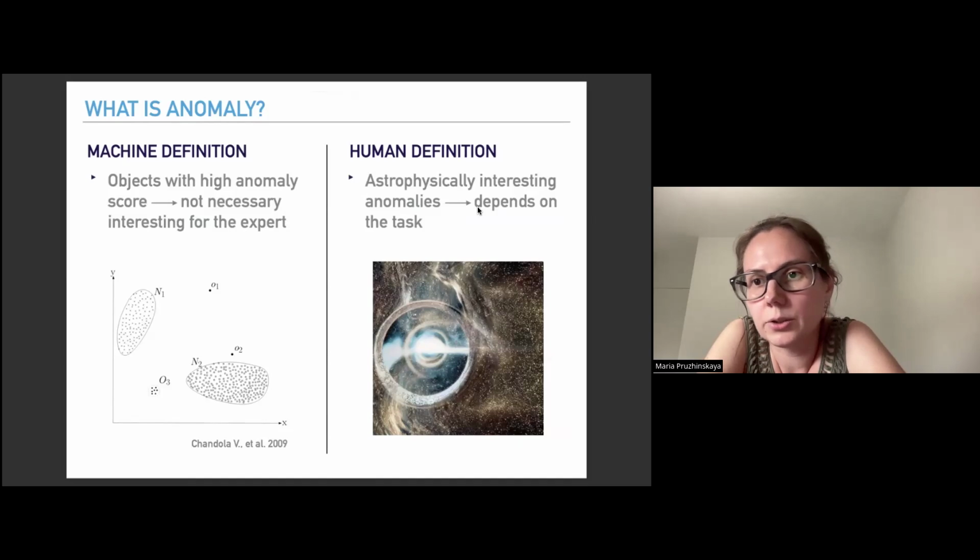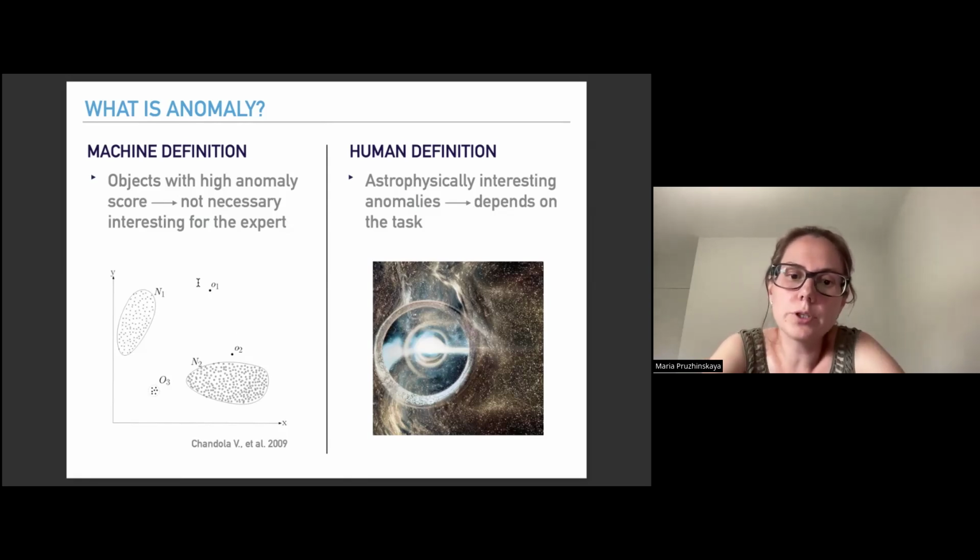Let's say that you have some data and you describe your data with two parameters, X and Y. And then you look at the distribution of your data in this parameter space. Those objects that are normal will be clustered, as presented here, in some regions N1 and N2. And those that are located separately, it could be a small group of objects, a small cluster, or some individual objects, will be an outlier from the point of view of your algorithm.